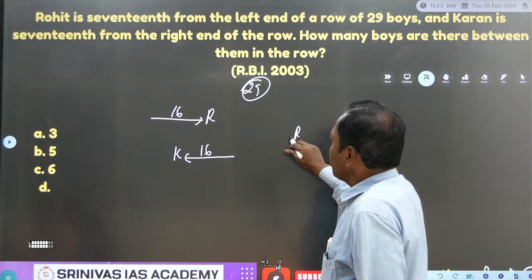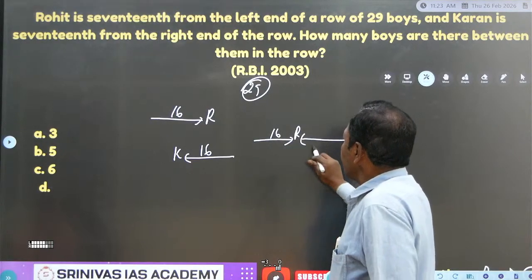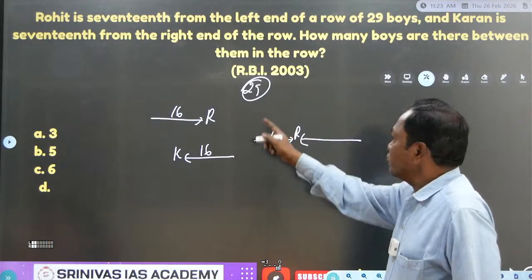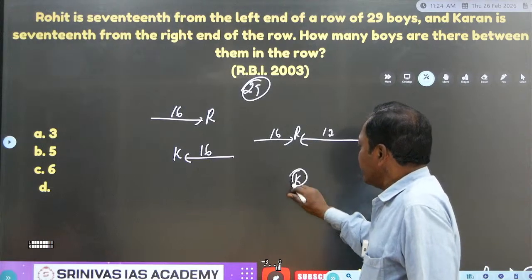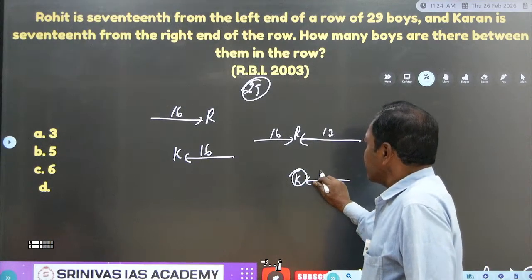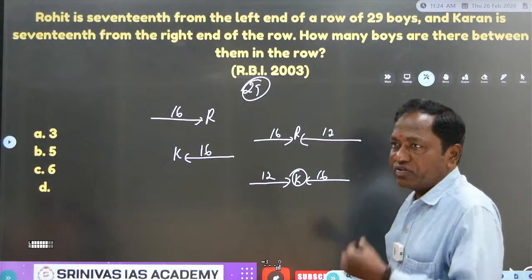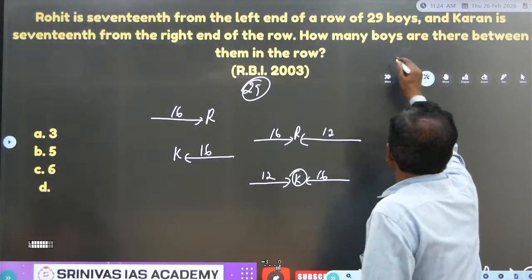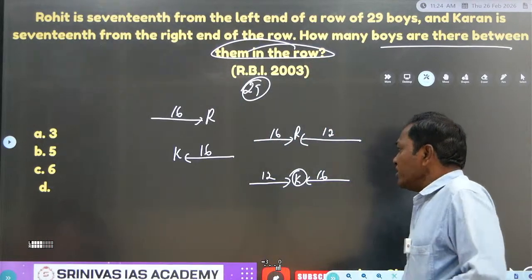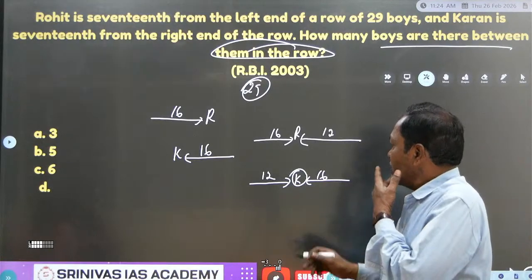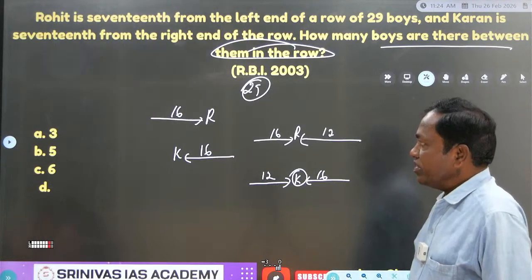See, now you can take Rohit is 16. Let us complete the row. Total size of the row is 29. 29 minus 17, there are 12. If you take Karan's information, from the right end is 16, and now we can see the 12. This is the Rohit information, this is the Karan's information. But the question is, how many boys are there between them in the row?